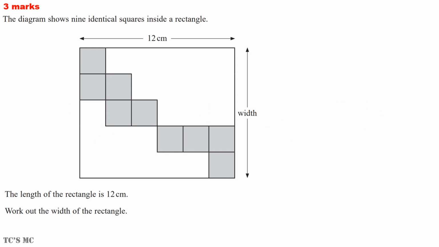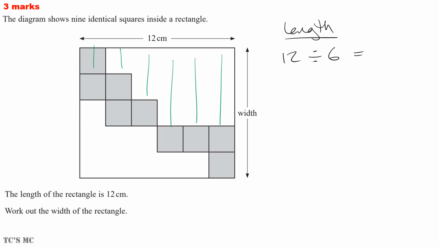The diagram shows 9 identical squares inside a rectangle. The length of the rectangle is 12 centimeters. Work out the width of the rectangle. So let's start with what we know. We know the length. We know that within the length, we can fit in 1, 2, 3, 4, 5, 6 squares. So if we do 12 divided by 6, we get 2 centimeters. So the length of each square is 2 centimeters, and now I have 1 mark.